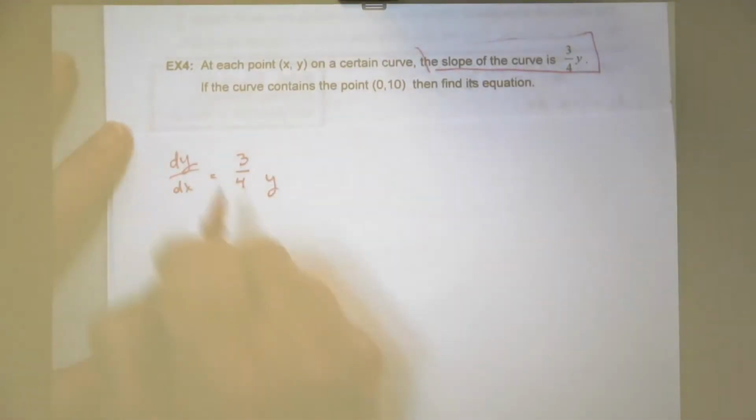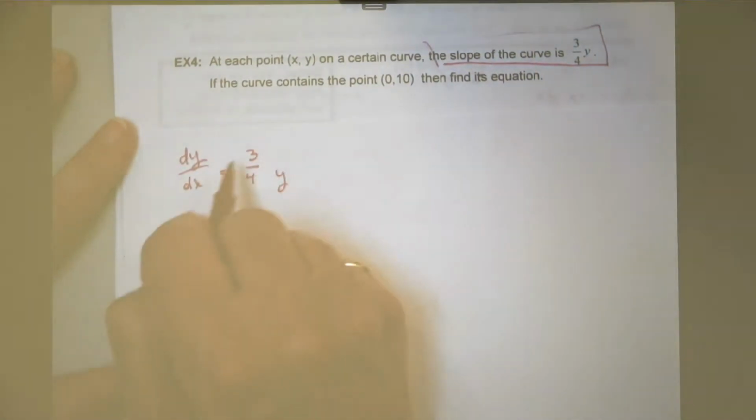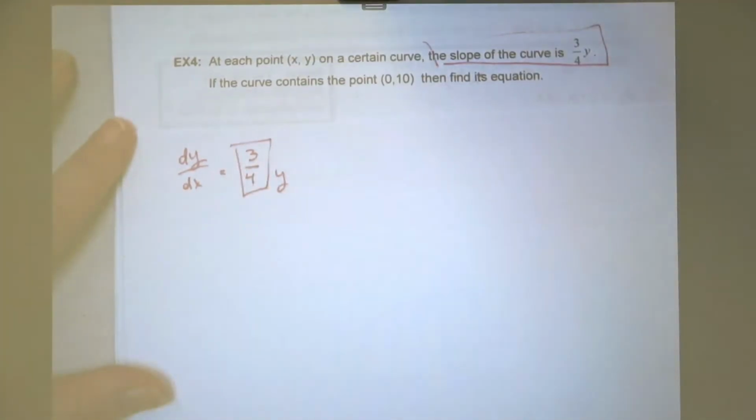All right, so let's just start working over here. I have dy dx is 3/4 y. This is a constant, the 3/4, that I'm going to leave on the right-hand side. I need to move the dx to the right and the y to the left. So I'm going to divide by y.